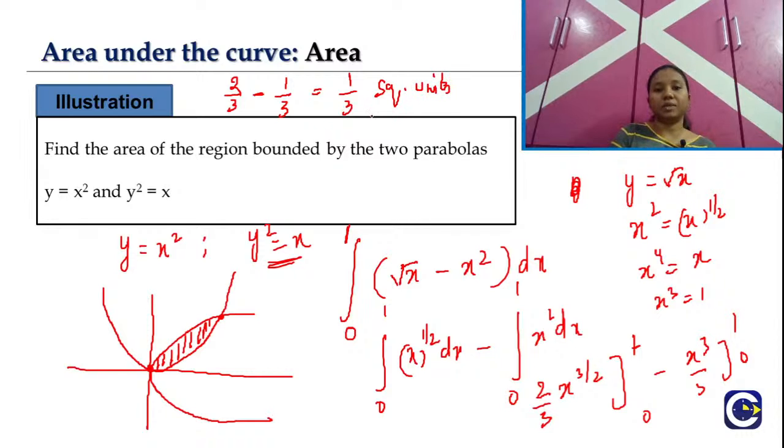So that will be the final answer here: the area bounded by the given two parabolas y equal to x square and y square equal to x is equal to 1 by 3 square units. I hope you guys got it. So let's move ahead, guys. I think you got this one.